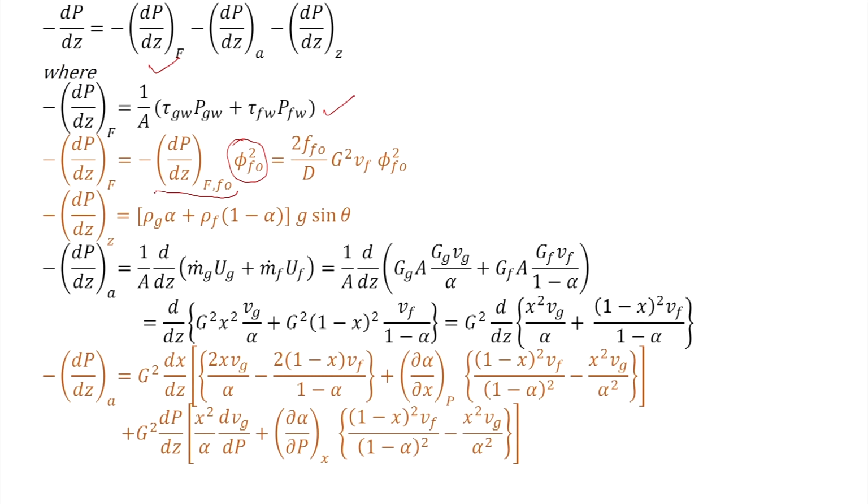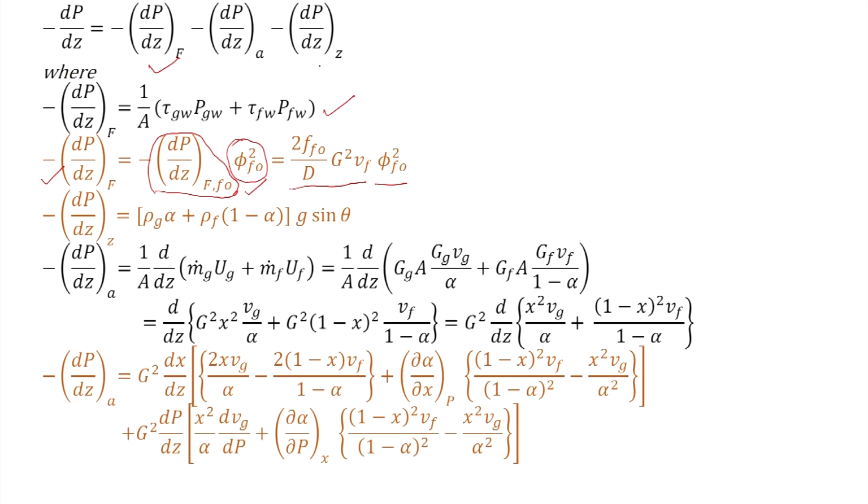It is easy to calculate this pressure gradient, assuming that only liquid is flowing through the channel. So, we can calculate this pressure gradient, and then if we can somehow estimate phi_fo squared, then we can multiply and find the desired pressure gradient, the two phase frictional pressure gradient. Now, what will be (dp/dz)_f,fo? It will be equal to 2 f_fo by D into G squared v_f, and then we multiply it by phi_fo squared. Phi_fo squared is yet to be evaluated, the methods of evaluating it have to be found.